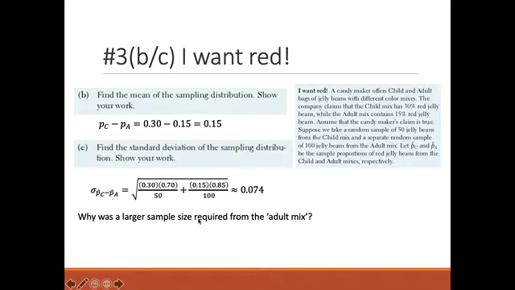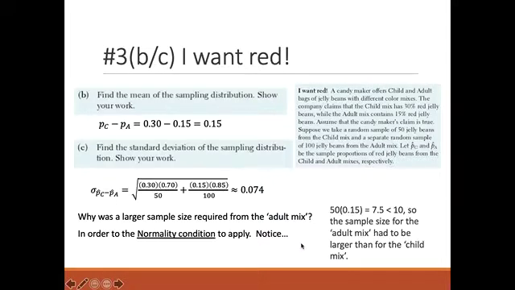So that standard deviation is about 0.074. Something interesting to think about here is, why is a larger sample size required for the adult mix? It's twice the sample size. Well, it's in order for the normality condition to apply for the sample proportions from the adult mix. Notice, if we used the same sample size as for the child mix, we would get an expected number of successes of only 7.5, and that's less than 10. So the sample size for the adult mix had to be larger than for the child mix.